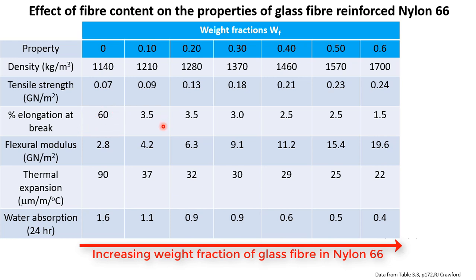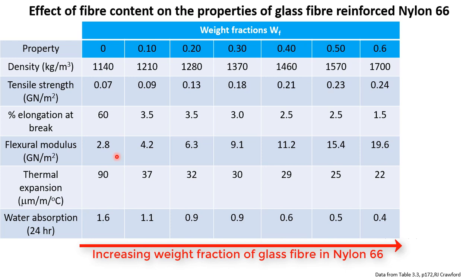But as soon as we add fiber, percentage elongation at break reduces. That means the material becomes much less ductile. So we can see that the percentage elongation at break is in the range of 3.5 to 1.5. As we increase the weight fraction of the fiber, the percentage elongation at break will reduce.